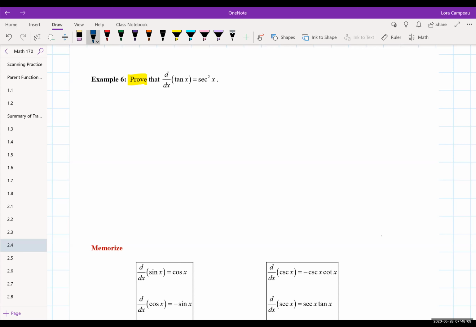So again, if this is a proof, we always want to start off with either the left side or the right side. It appears that the left side, to me, is more complicated. It's kind of like an identity because it involves taking a derivative. So I'm going to start off with the left side. And then I'm going to try to see, is there any way I can rewrite tangent in terms of sine and cosine, because I have a little bit of knowledge about their derivatives from our previous two examples. Pause for a second, let you think.